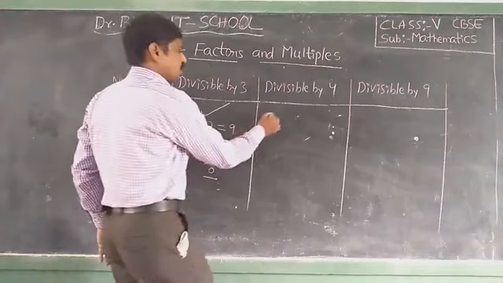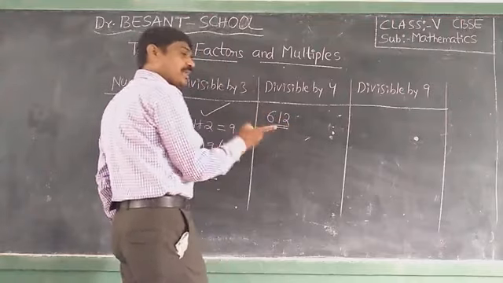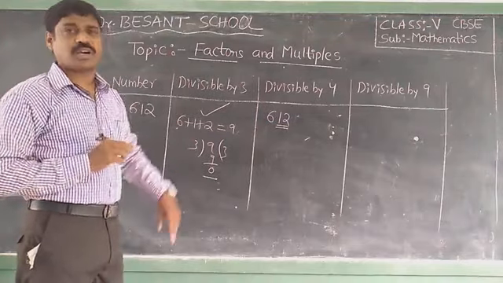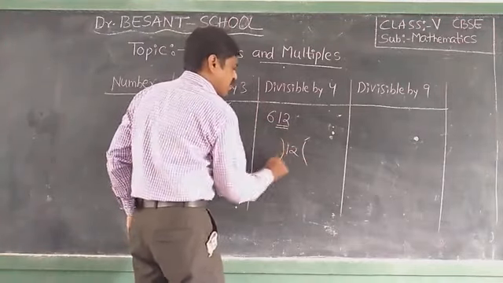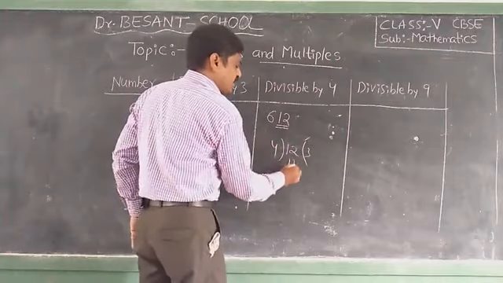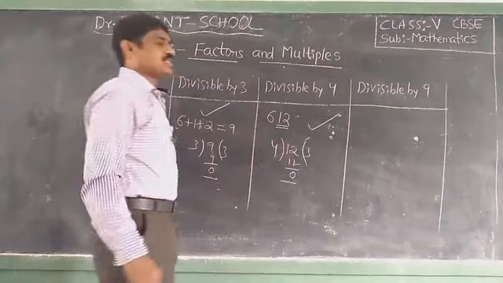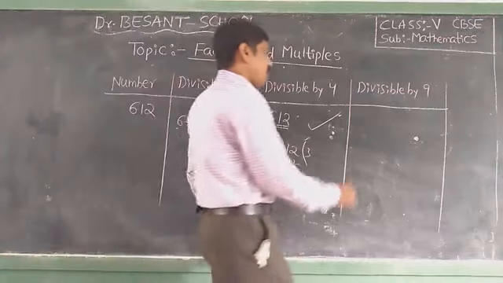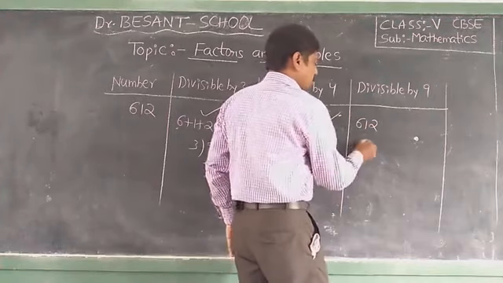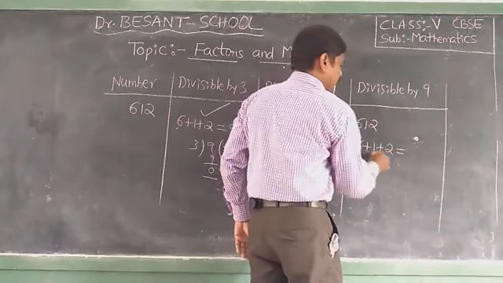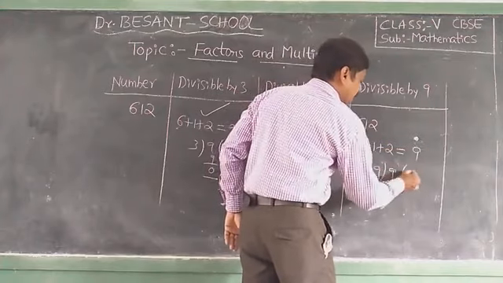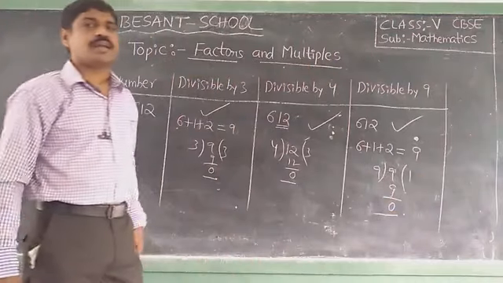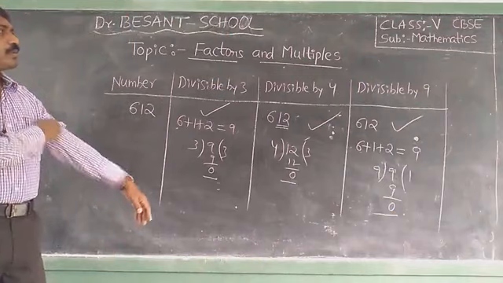Next, divisibility rule for 4. So 6, 12 means the number formed by the last 2 digits, the digits in 1s place and 10s place, that is 12. 12 is divisible by 4. 4 3s are 12. The remainder is 0. Yes, it is divisible by 4. Tick mark. Divisible by 9: 6 plus 1 plus 2, 7, 7 plus 2, 9. 9 is divisible by 9. 9 1s are 9. The remainder is 0. Yes, it is divisible by 9. This is one example. Okay, children.